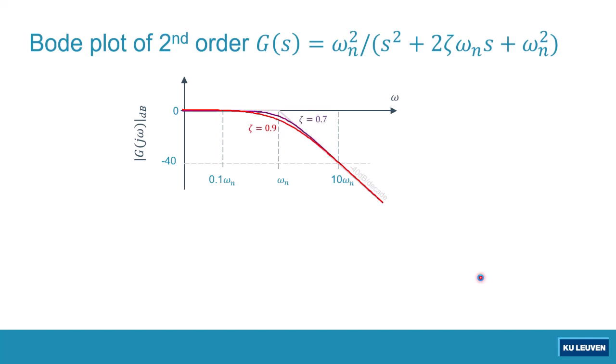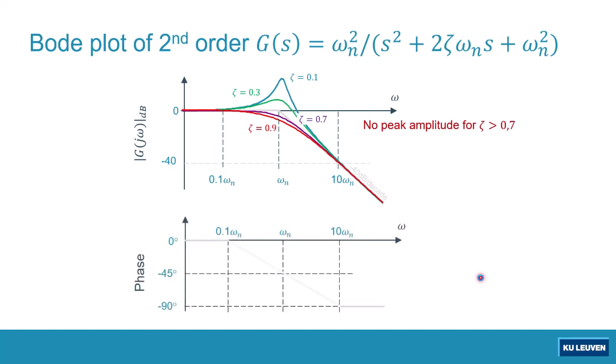This is what we typically have when zeta is equal to 0.7. It will be closer to the straight line sketching. But when zeta is very small, then we will have a peak at the corner frequency. As you can see here, the smaller the zeta, the higher the peak that we will have at the corner frequency. At zeta greater than 0.7, typically we don't really see a peak at the corner frequency.